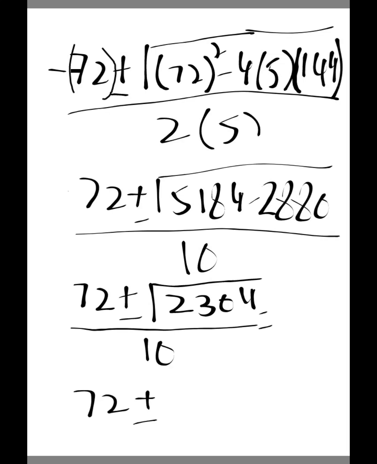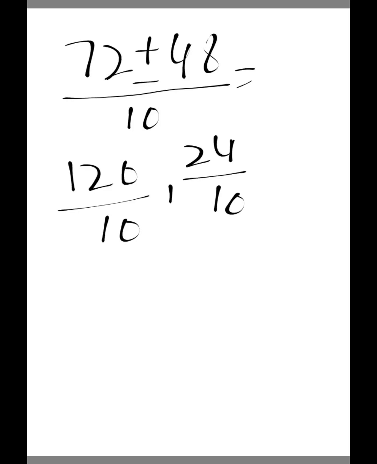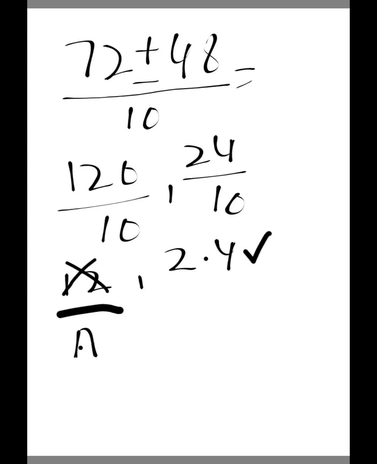Square root of 2304 will be 48. So it will be 72 plus minus 48 over 10. The sum of both values will be 120, and the difference of both values will be 24, over 10. It will be 12 and it will be 2.4. Now 12 is rejected because it is bigger than 6 and the square is small, so we can't take 12.